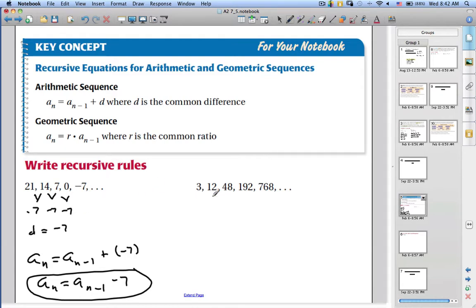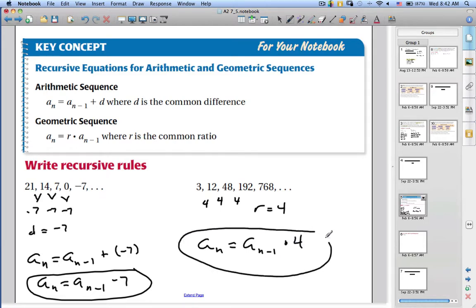If we look at this one, 12 minus 3 is 9. 48 minus 12 is 36. So this is not arithmetic. But 12 divided by 3 is 4. 48 divided by 12 is 4. 192 divided by 48 is 4. So I know my common ratio is 4. So my recursive rule: a term is equal to the term before it times my common ratio, 4. So that's how you write recursive rules.